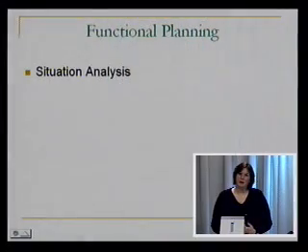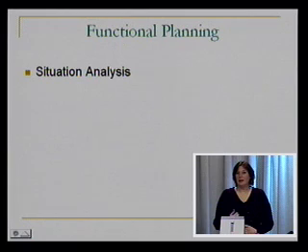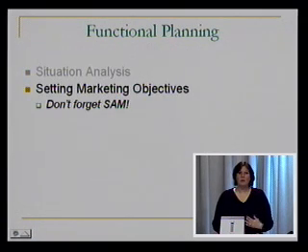So in functional planning, we will be doing a situation analysis, which means, again, we're looking at our position within the organization, within the marketplace. We're going to be looking at our competitors, the social environment, finding out exactly where we are. Okay. And once we do that, we are going to set our objectives for the marketing department, what we want to accomplish through our marketing. We want to remember that SAM again, keep it specific, achievable, and measurable.